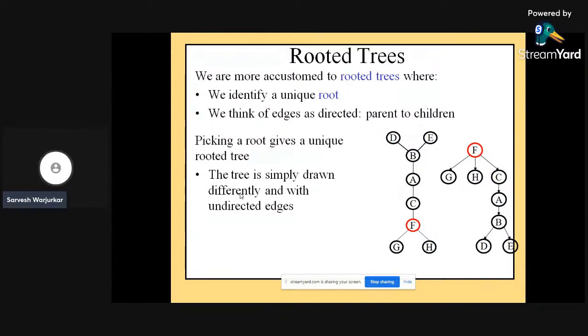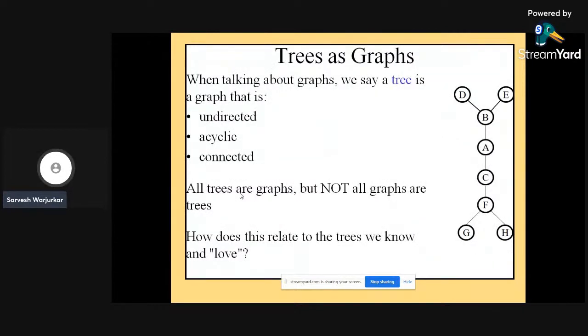Picking a root gives you a unique rooted tree, and a tree is simply drawn differently with its undirected edges. That is again fine. If I start from, say, F, I can definitely draw the tree, since F is connected to three different nodes: G, H, and C. And C is connected to A, which is connected to B, which is connected to two different nodes, D and E. So I can definitely draw a tree from the given graph. That's why I have mentioned one thing: all trees are graphs, but not all graphs are trees. Remember this.